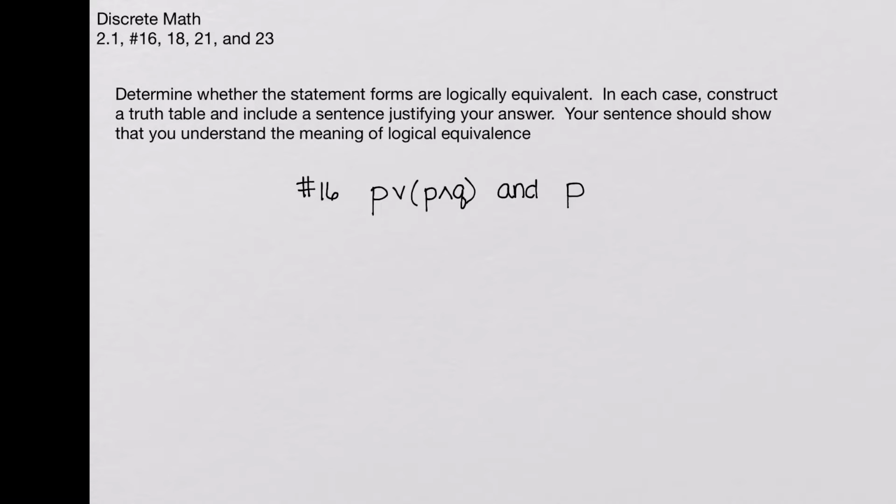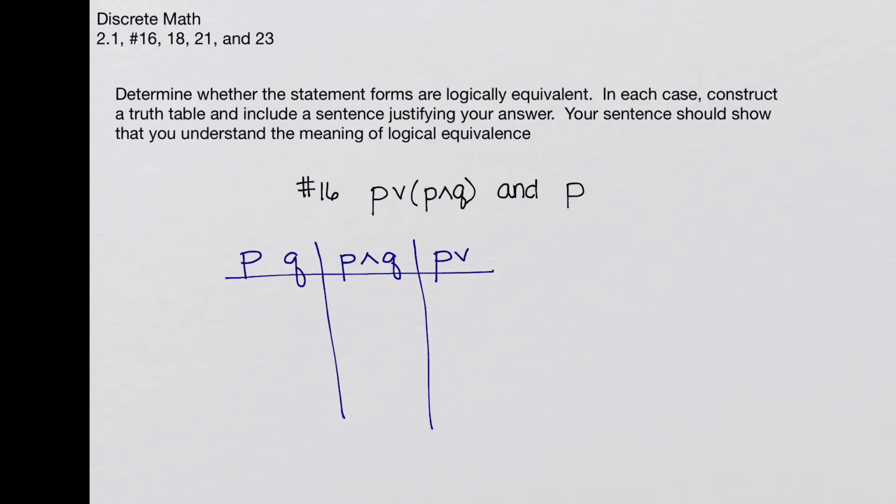So I'll make a truth table for the compound expression P or P and Q. And let's take a look at that. So I'll start off with my two variables, P and Q. And then we have P and Q within parentheses, so I'll make a column for that. And then I'll make a column for the entire statement.